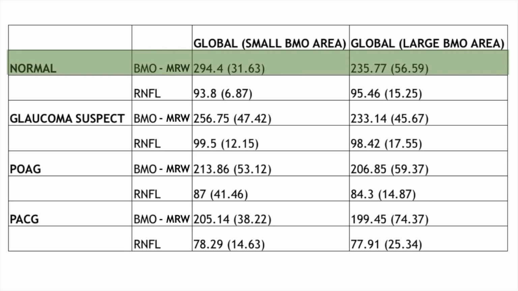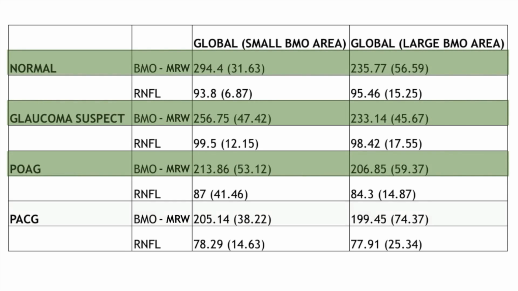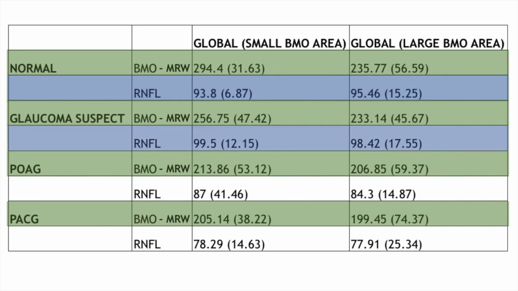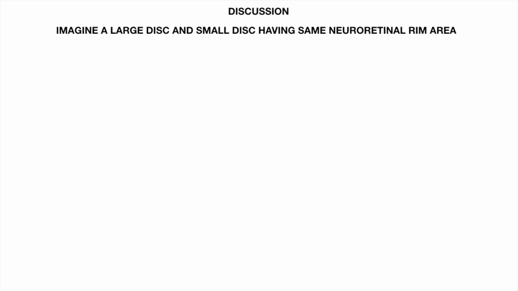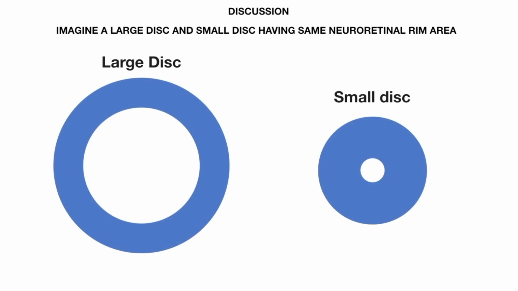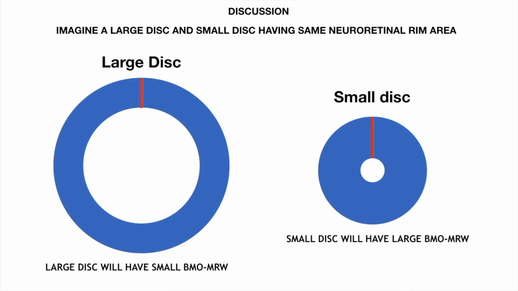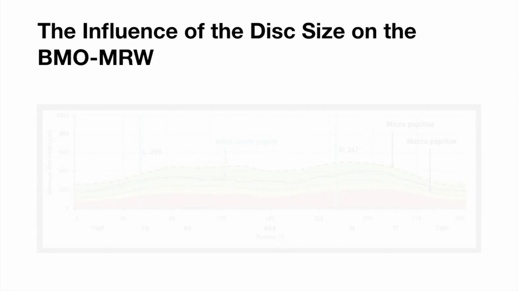It is easy to appreciate that BMO MRW was higher in the smaller group of normals, suspects and glaucomas than in the larger group, whereas the RNFL thickness was similar in both groups of normals, suspects and glaucomas. Imagine a large disc and a small disc having the same neuroretinal rim area. The large disc will have a small BMO MRW and the small disc will have a large BMO MRW. The disc size does influence the BMO MRW.